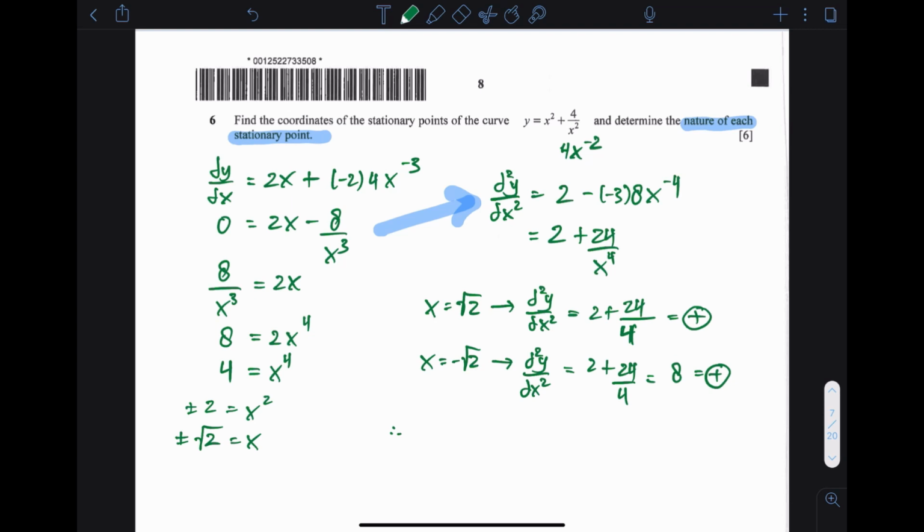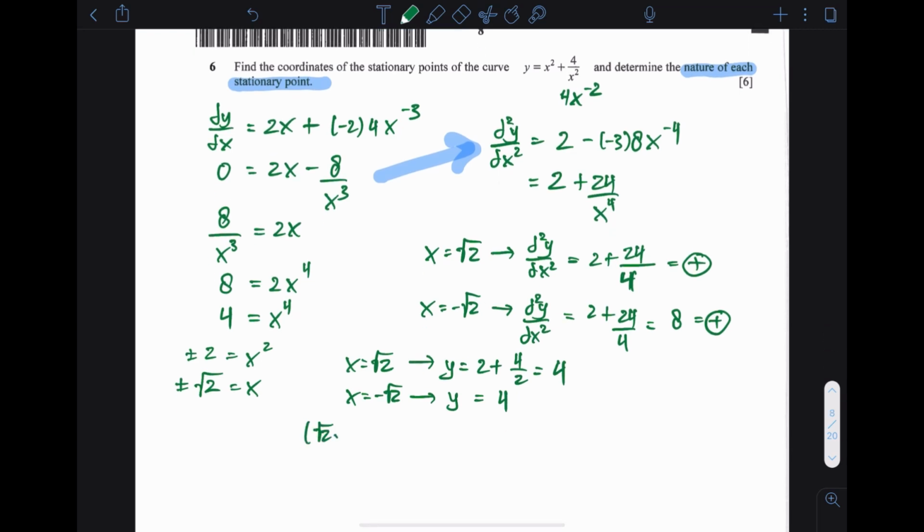Alright, but before we tell them about the nature, we need to also tell them about the exact coordinates. So when x equals root 2, you put it back into your y, you'll get 2 plus 4 over 2. That will be 4. Likewise for negative root 2, pretty much the same. You'll get 4 also.